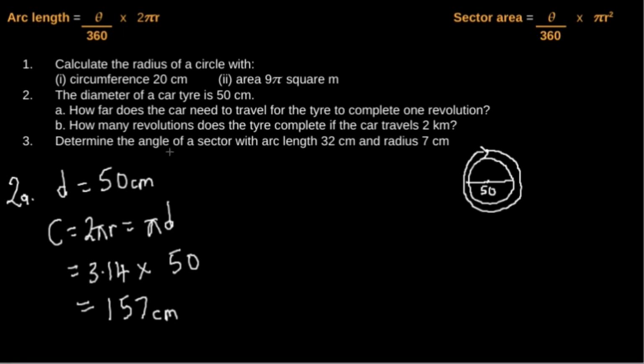And then for number 3, determine the angle of a sector with arc length 32 centimeters and radius 7 centimeters. So all you need to do is to make the angle the subject of the formula for arc length, just like we did for number 1. You do the same thing here.